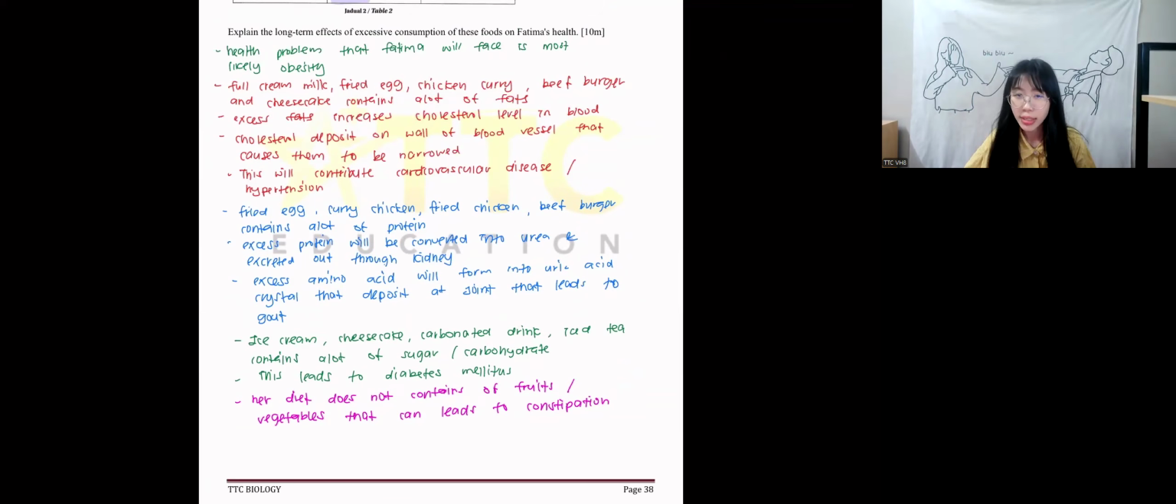You want to screenshot the above answer later? Okay, later you can screenshot. Let them finish this one first. Atherosclerosis can be for cholesterol. Full cream milk, okay, you can also add full cream milk. Maybe some food I missed out, you can also add inside. I follow the ones I highlighted just now.